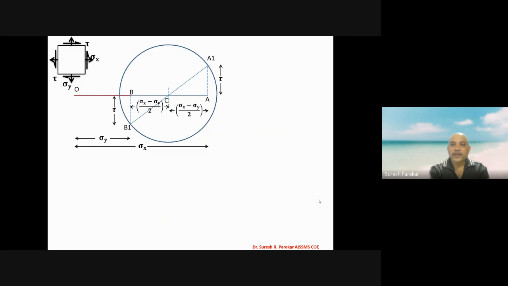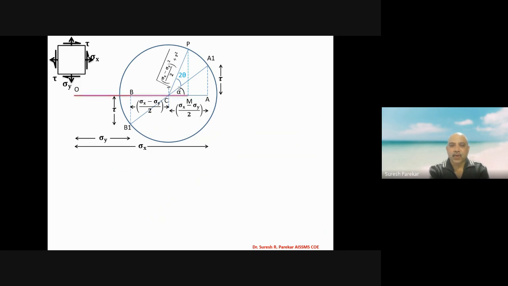So now, if you calculate this value of radius A1C, then what value will we get? That is root of sigma x minus sigma y by 2 whole square plus tau square, or we can say CA square plus AA1 square. That will give me radius, which is CA1. So at an angle 2 theta, we have line CP, and then we will plot perpendicular from this, which is PM. Now we will go one by one to find value of sigma n.